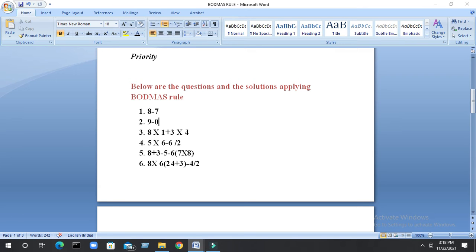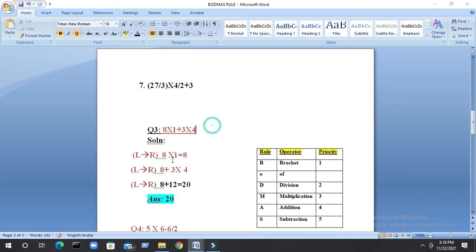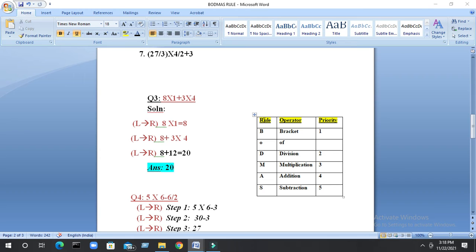Now let's go a little down and see the third one. I'm there in this third one here: 8 into 1 plus 3 into 4. Now applying the BODMAS rule, to the right side I have the BODMAS rule. So here you can look out for the priorities. Now look, do we have a bracket? There's no bracket in this equation. What is the one it is starting with? Does it have division? No. Then yes, I have multiplication here.